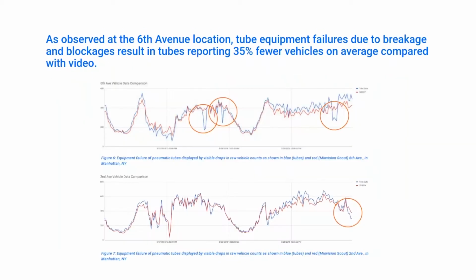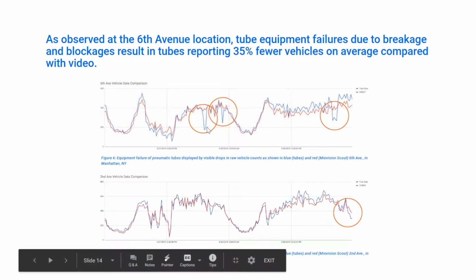So you can see here at the 6th Avenue location, the tube equipment failures due to breakage and blockages result in tubes reporting about 35% fewer vehicles on average compared to video. Here again, you can see the impact to the data that these kinds of incidents can cause, as evident by the big blue dips in the results.